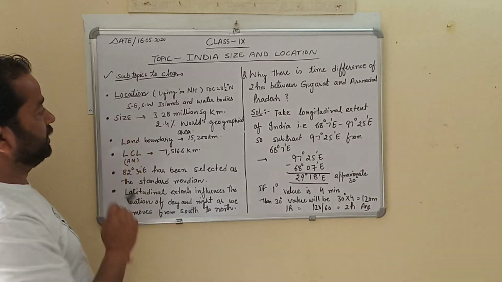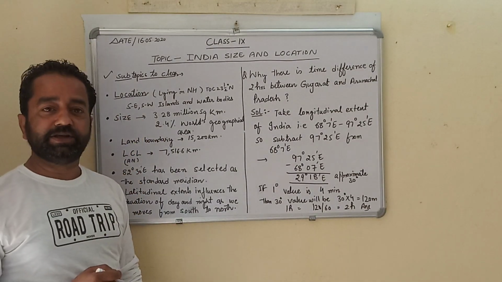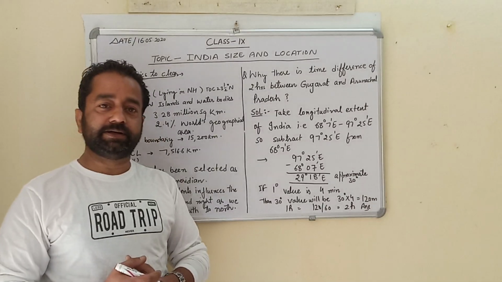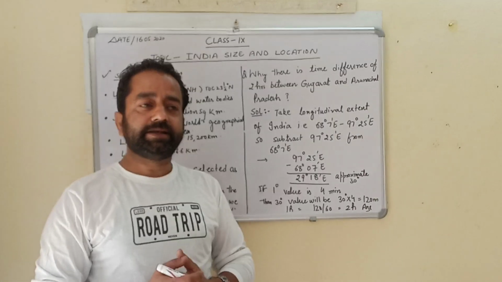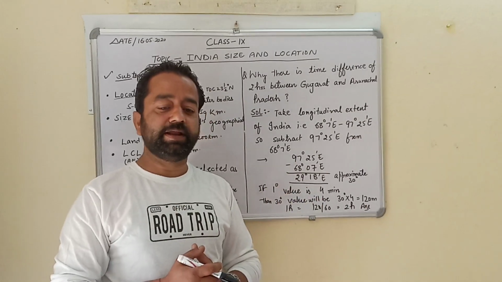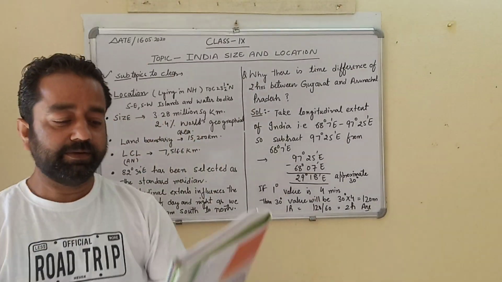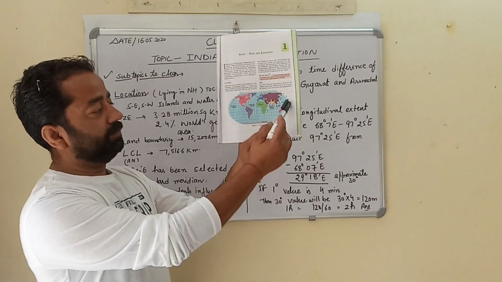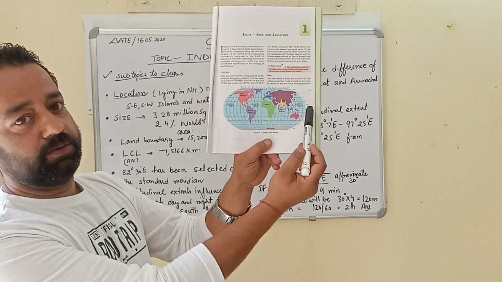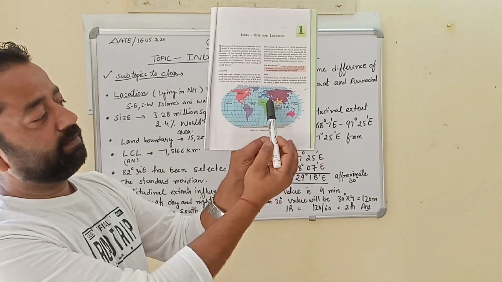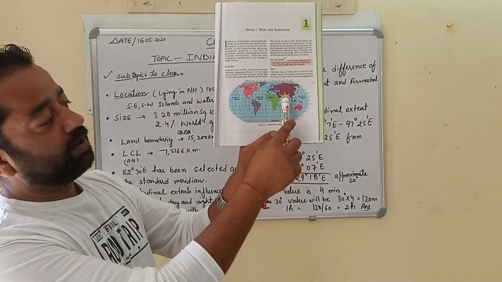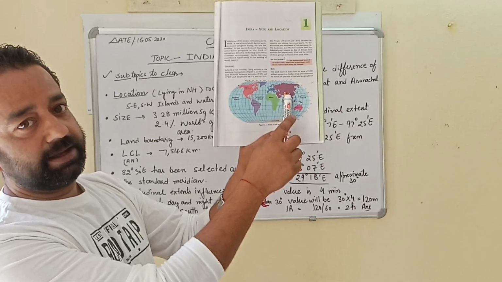First of all, location. India lies in the northern hemisphere. You know very well that the equator is at 0 degree. It is an imagined line which divides the earth into two equal halves, the northern hemisphere and the southern hemisphere. This is a book, and this is a map of the world. This is 0 degree, and 0 degree means equator. So this is the northern hemisphere and this is the southern hemisphere. Look here, India lies in the northern hemisphere.